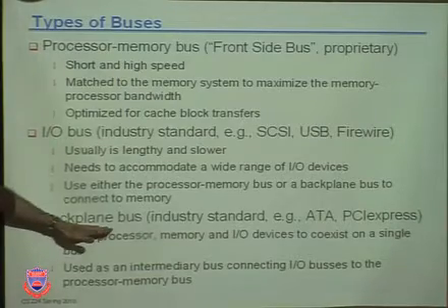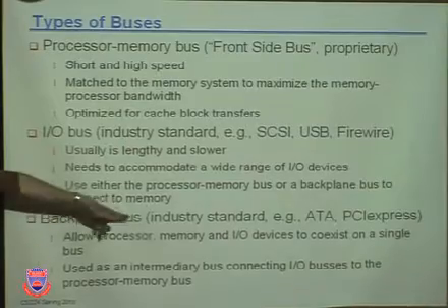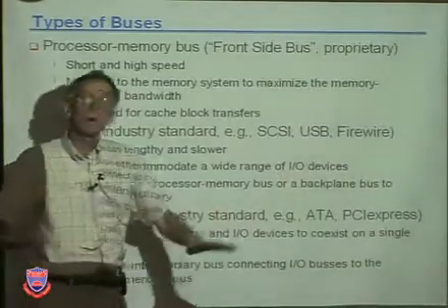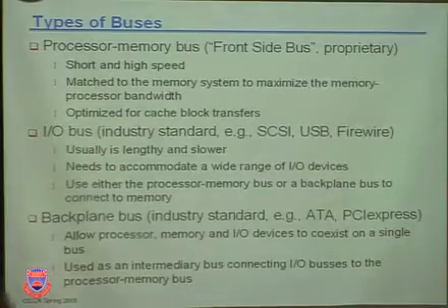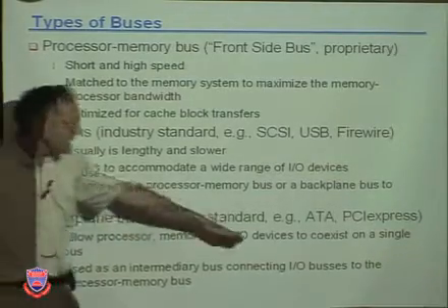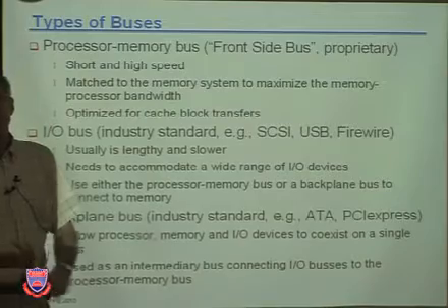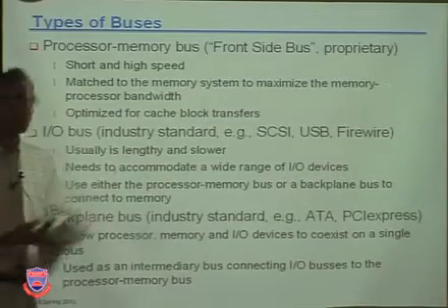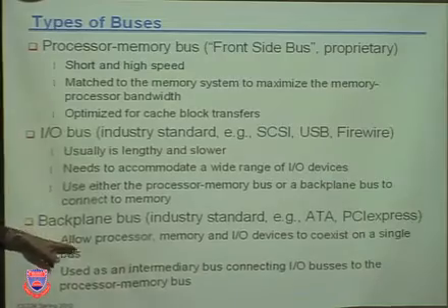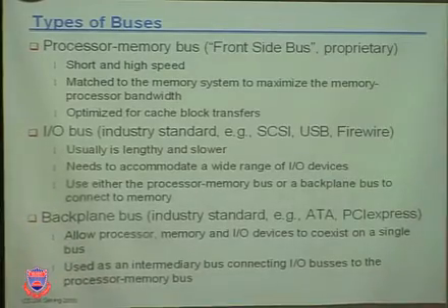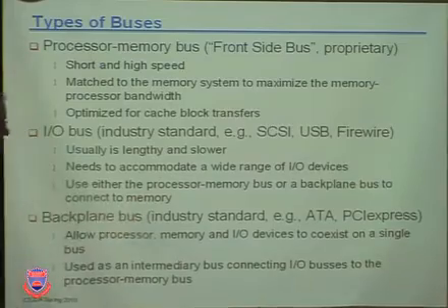And then there are things called backplane buses. A backplane bus is also industry standard, and you get these sometimes on the motherboards, like PCI Express or ATA. These allow a processor and memory and I/O to all coexist on a single bus. Processor is on the backplane bus, memory is on the backplane bus, I/O is on the backplane bus. So one bus. But the problem, of course, of one size fits all is the story of the sweater. In order to do that, you're making some compromises.